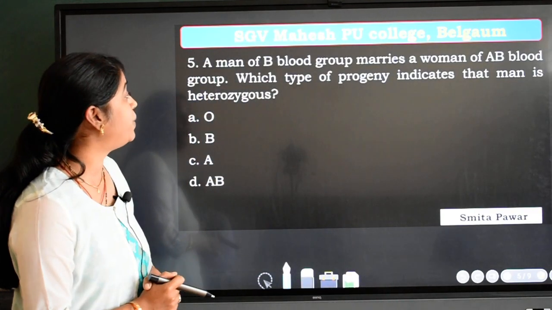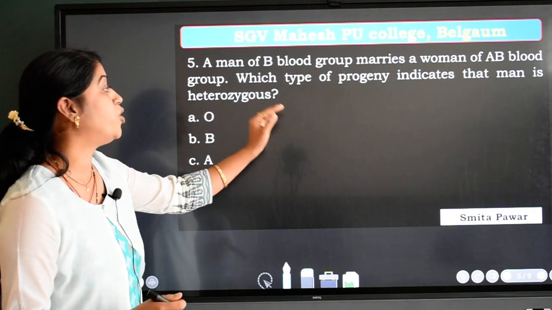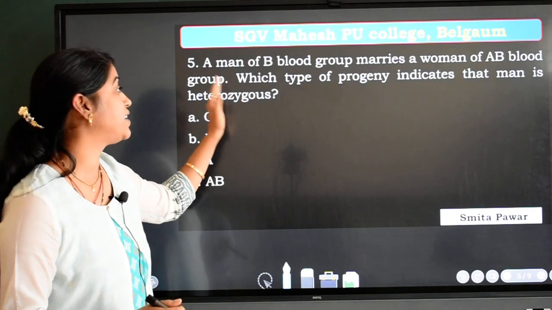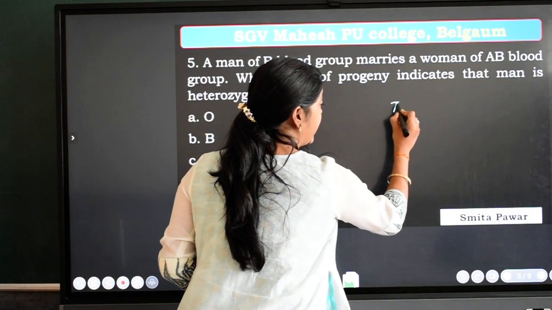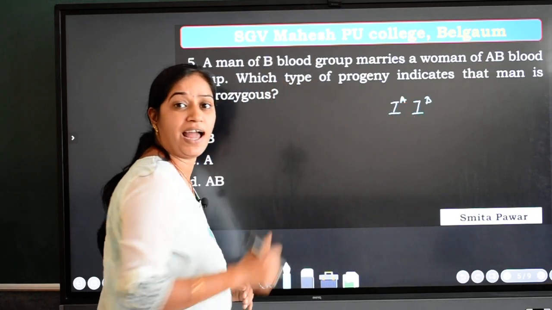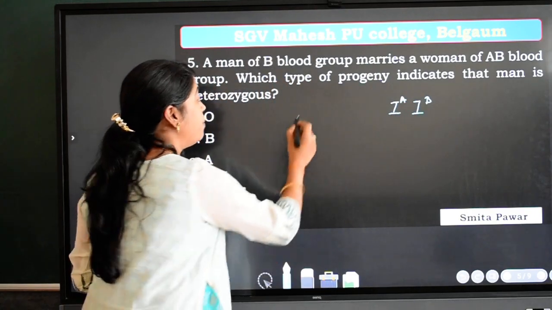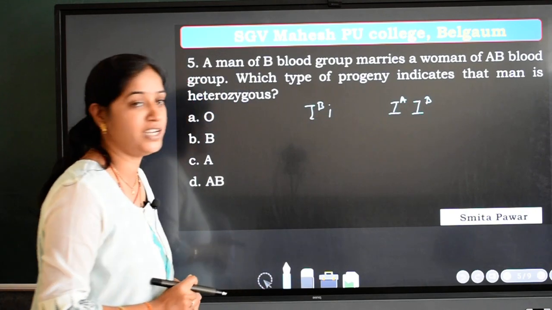A man of B blood group marries a woman of AB blood group. Which type of progeny indicate that the man is heterozygous? See student, if the parent is of AB blood group, you know that the genes are IA and IB. Here, for the man, we just have to check for the heterozygous condition.